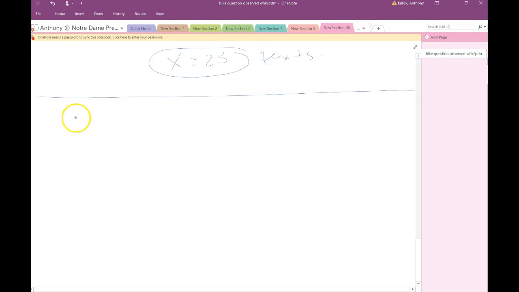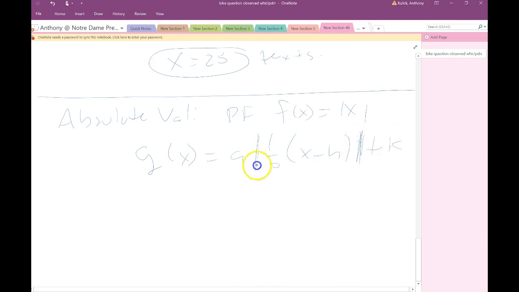Okay. So for any absolute value function, we can think about it as a transformation of the parent function, which is just the absolute value of x. Any absolute value function I can write in this form, which is our general transformation form, where our a, b, h, and k do the usual things. This is the idea that I'm going to use.